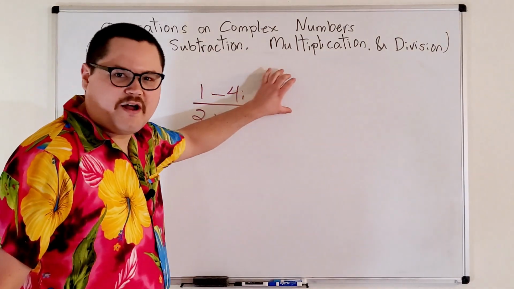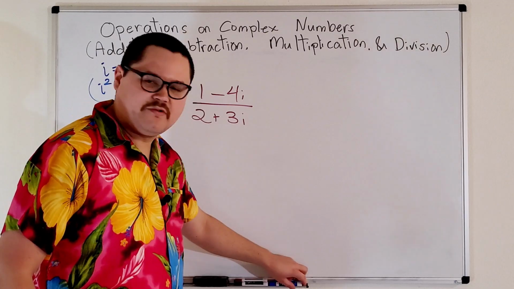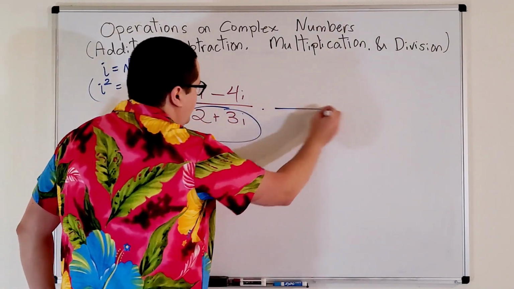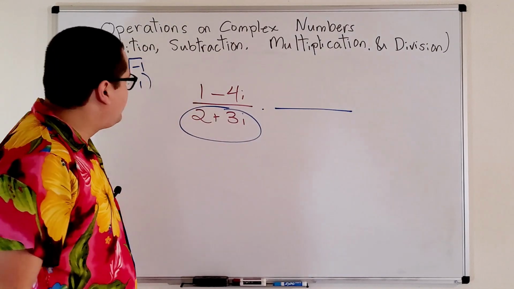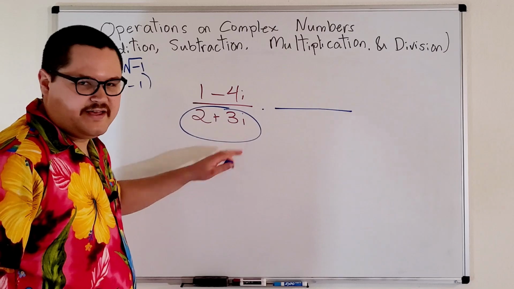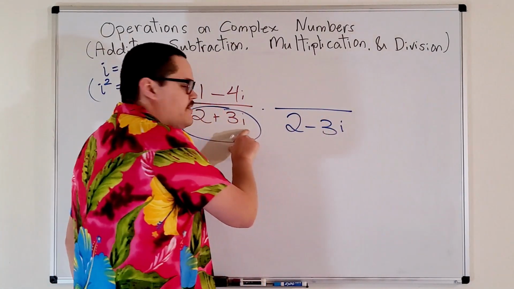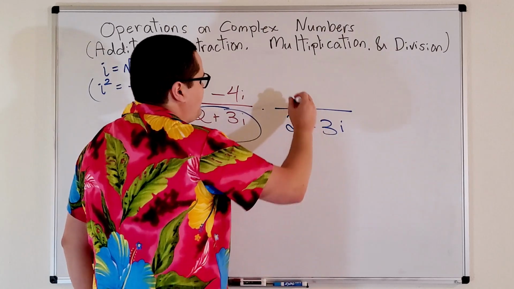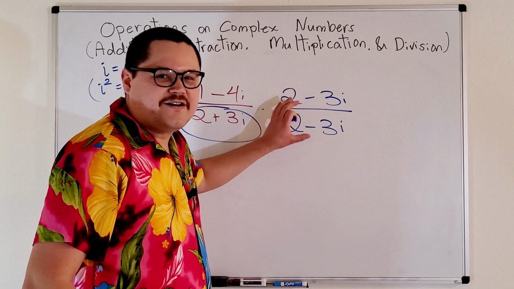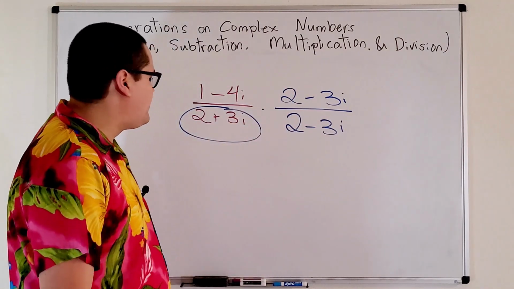1 minus 4i over 2 plus 3i. So as usual, look at the denominator and multiply by the complex conjugate over itself. So the complex conjugate of 2 plus 3i is 2 minus 3i. We flip the sign of the imaginary part. And we multiply by this over itself. Because anything over itself is 1. So we're multiplying by 1, we're not changing the value.